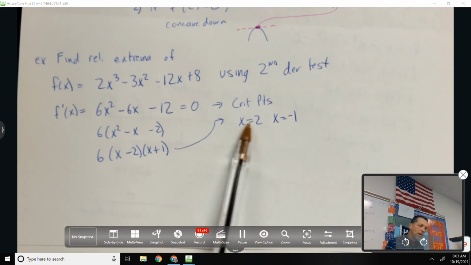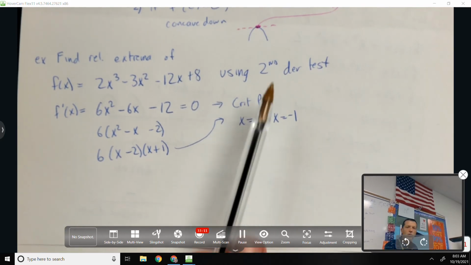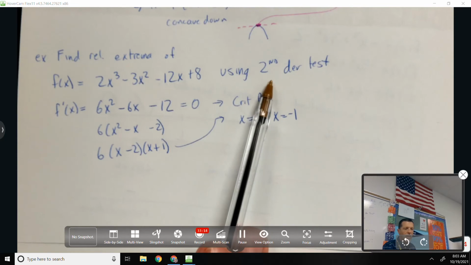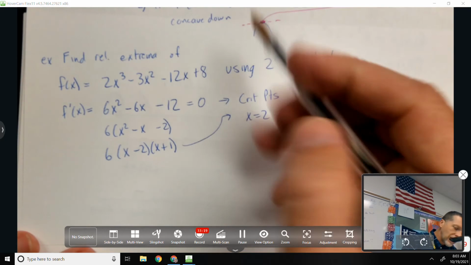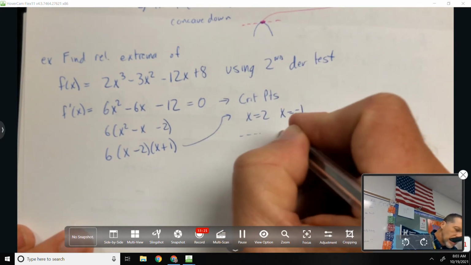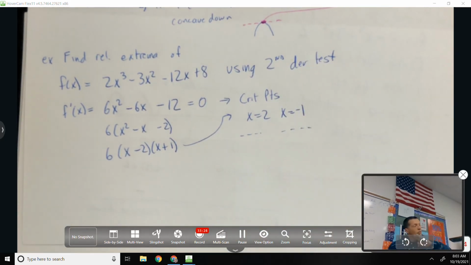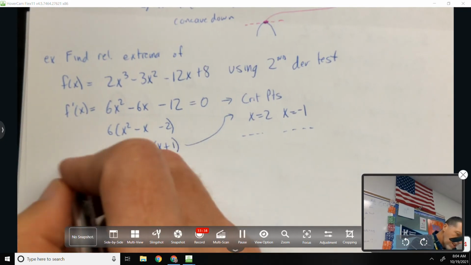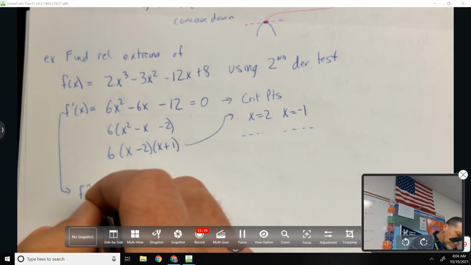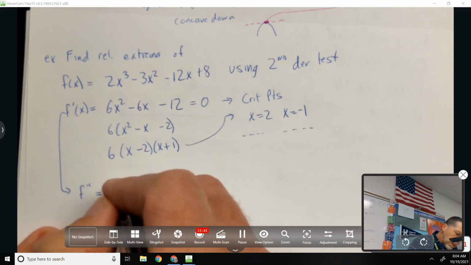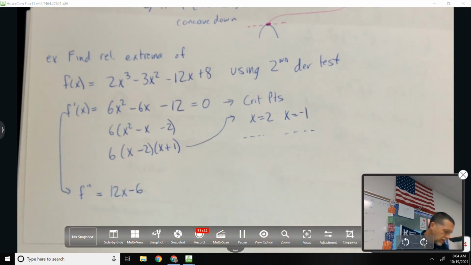So those are my critical points, but since we're using the second derivative test, I need to find the second derivative to plug those in. So another way to say this is, these are places where the first derivative is 0, so those places have a horizontal tangent line. What I don't know yet is, are they bowled up or bowled down? So I don't know yet if they're maxes or mins. So a second derivative then would be 12x minus 6.